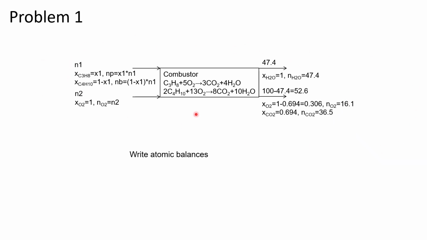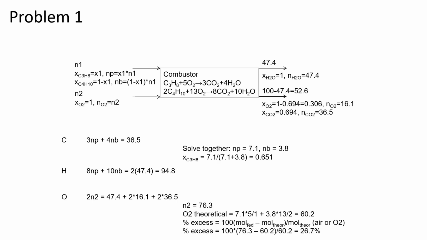What I'd like you to do is write out the atomic balances, the balances for carbon, hydrogen, and oxygen, and see if we can solve for the unknowns here. We have 3 unknowns: the flow rate of propane, the flow rate of butane, and the flow rate of oxygen, which is N2. Well, I hope you took the time to write out the atomic balances before moving on in the lecture. Hopefully you ended up with the results you see here.